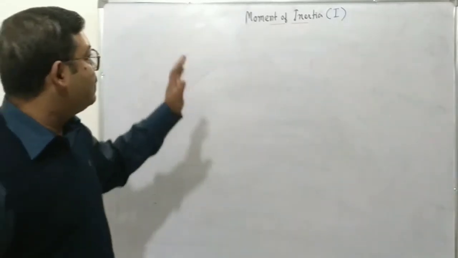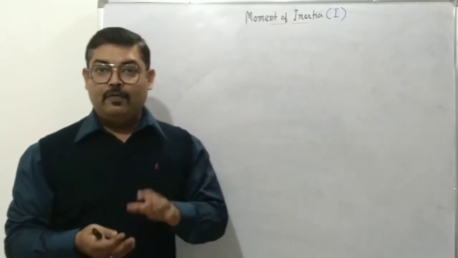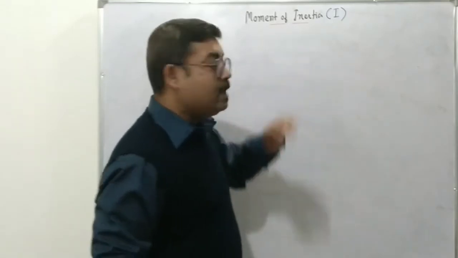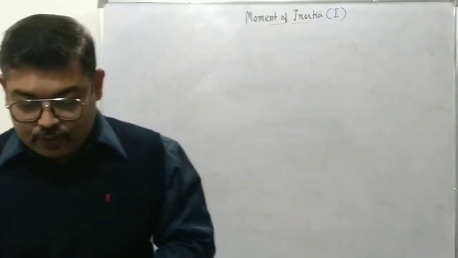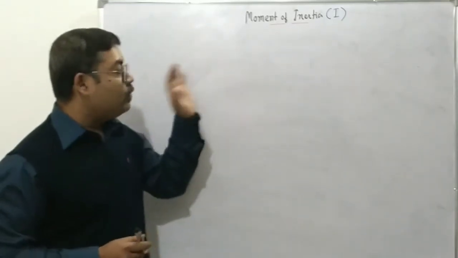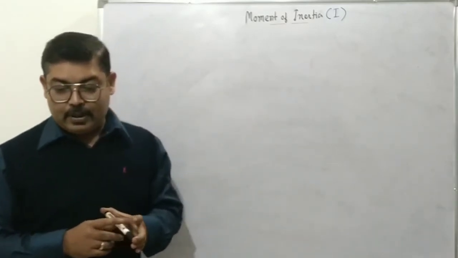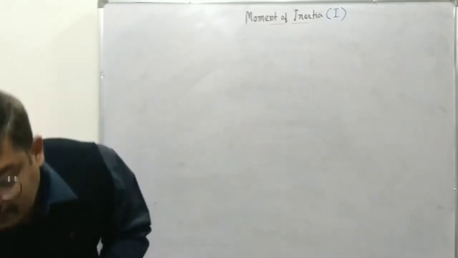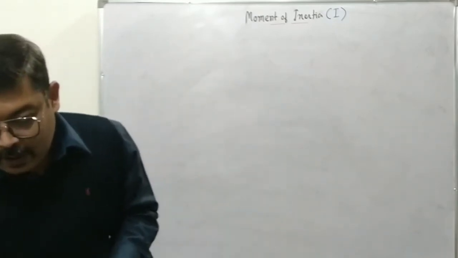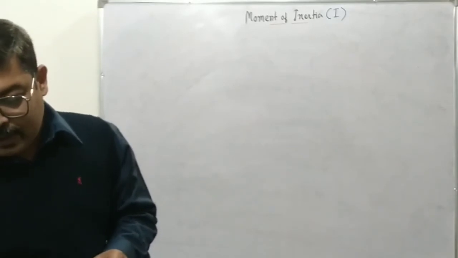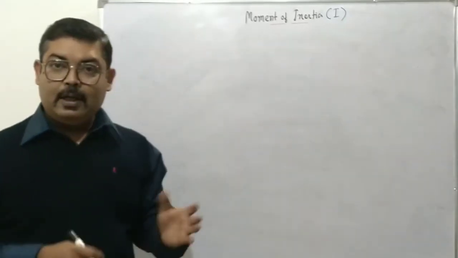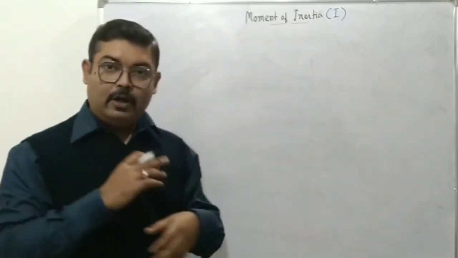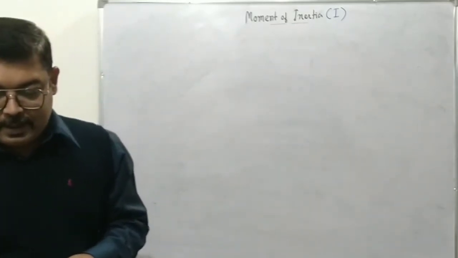So moment of inertia is basically the rotational counterpart of mass. Mass was a measure of inertia for translational motion. Moment of inertia is a measure of inertia for rotational motion. So if we have to define moment of inertia, we would say that it is the property of a body that tends to oppose the torque that tends to change its state of rest or uniform rotational motion about a given axis.